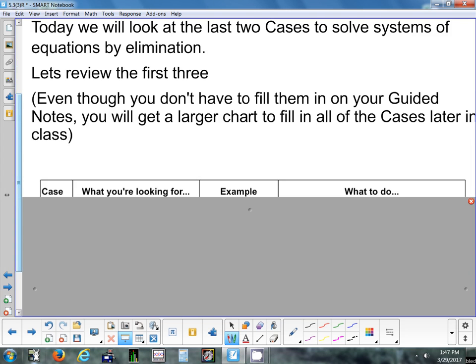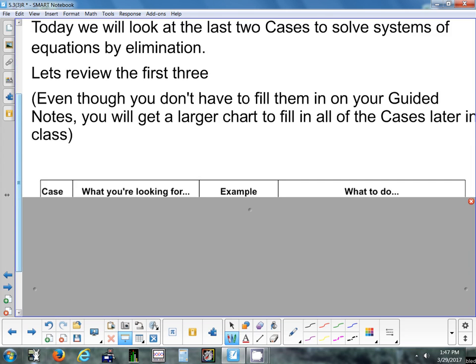So case 1. What am I going to look for in case 1? Someone tell me by raising their hand. Kyle, you think you know? The alignment. In all of them, we want to make sure they're lined up, right? What about case 1? Good. Same number, same letter, different sign.